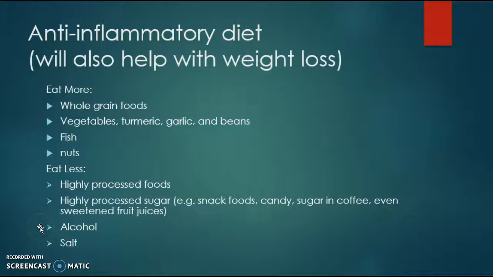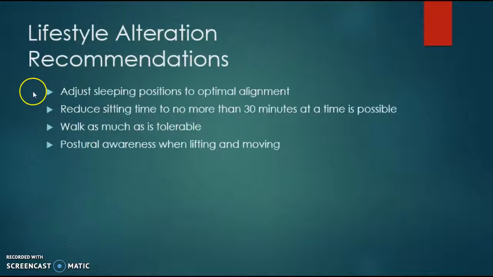I'll have the patient eliminate alcohol, which is known to trigger osteoarthritis. I'll also have the patient reduce their salt consumption, which can reduce inflammation. The lifestyle alterations that I recommend are to adjust the sleeping positions to optimal alignment, reduce the sitting time to no more than 30 minutes at a time if possible, and walk as much as is tolerable, as well as being posturally aware when lifting and moving, all of which will be taught in the physical therapy clinic, but is outside the scope of this video as of now.